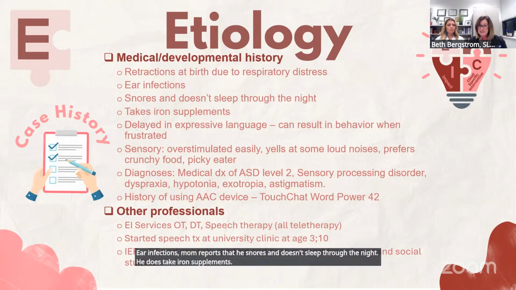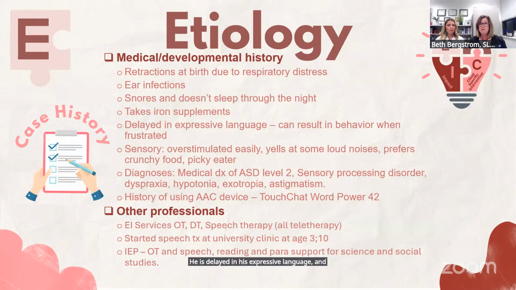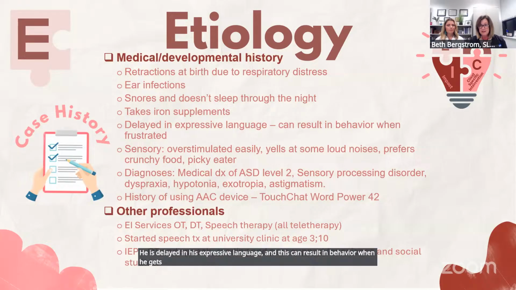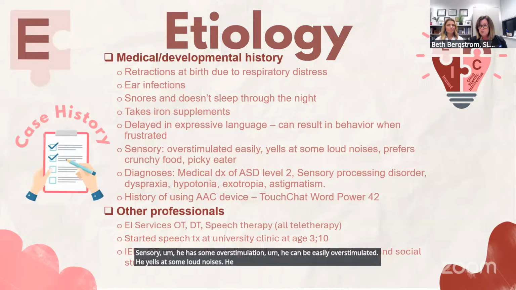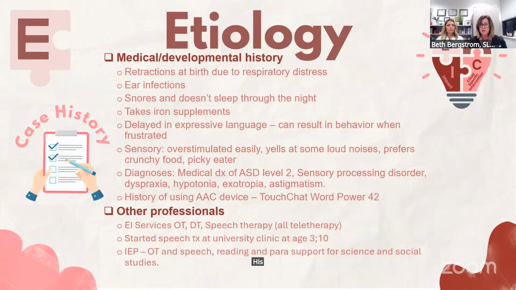He is delayed in his expressive language, and this can result in behavior when he gets frustrated, so he is aware. Sensory, he has some overstimulation. He can be easily overstimulated. He yells at some loud noises. He prefers crunchy foods. Mom calls him a picky eater. His diagnoses include a medical diagnosis of ASD, level 2, sensory processing disorder, dyspraxia, hypertonia, exotropia, and astigmatism. He has a history of using an AAC device with TouchChat WordPower 42.